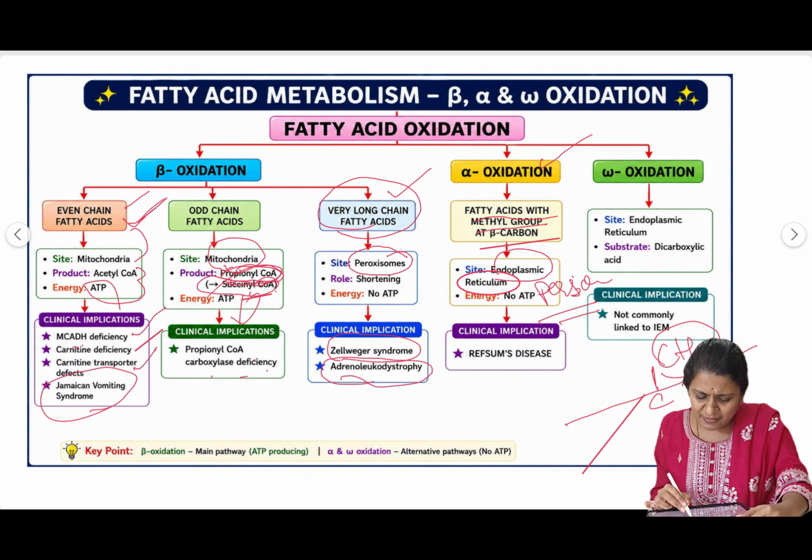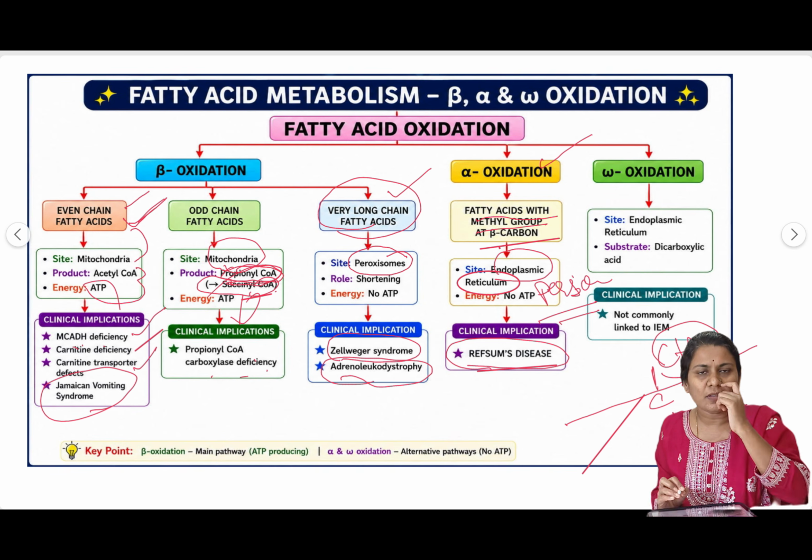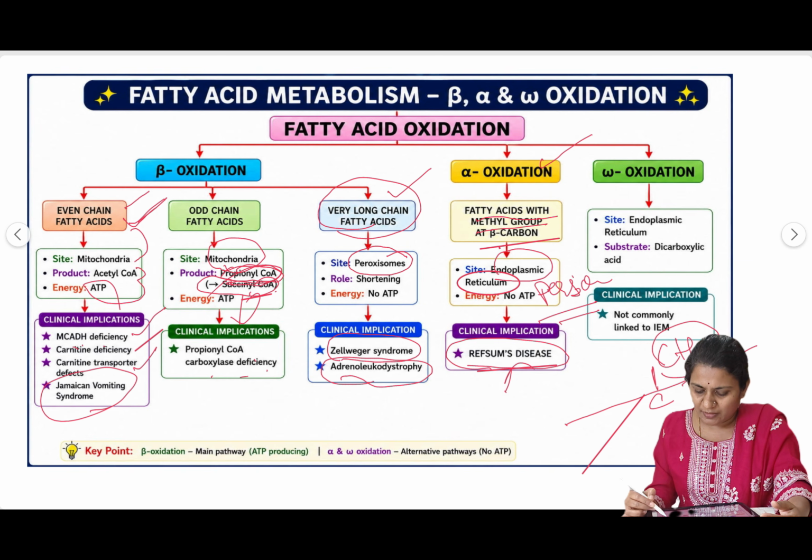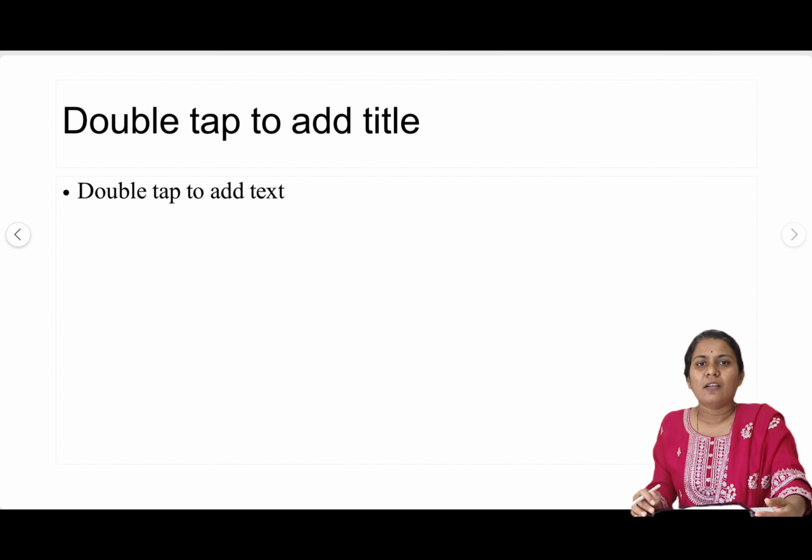If there is a defect in this, there is a disease called Refsum's disease. The example for alpha oxidation is phytanic acid, which is present in milk. If the child has Refsum's disease, you should avoid milk. Omega oxidation is not implicated in any disease, so we will not discuss it.